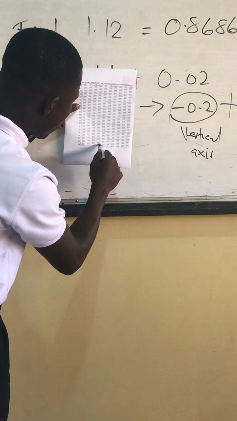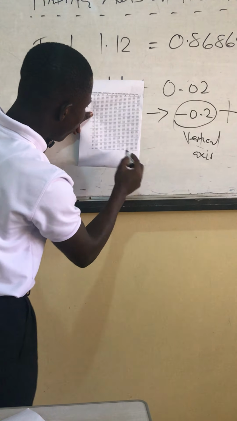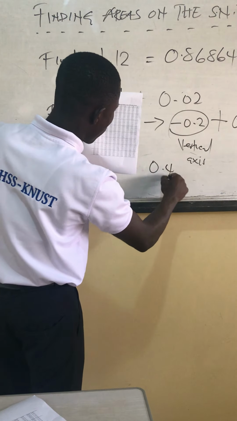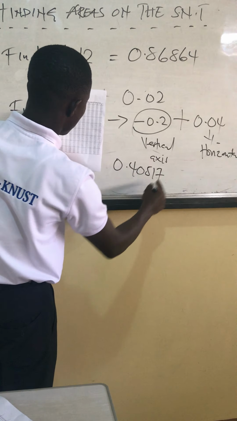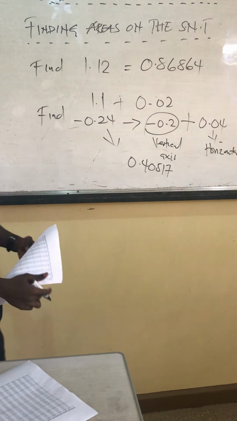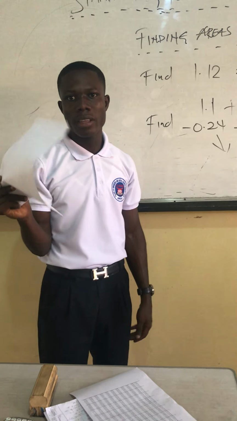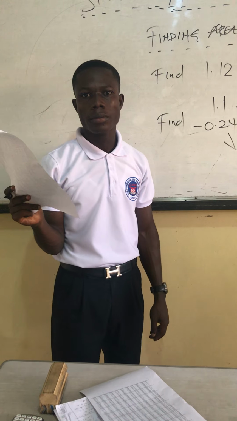So my figure here is 0.40517. So this becomes the area for negative 0.24. So that is how we find the areas on the table. Okay.